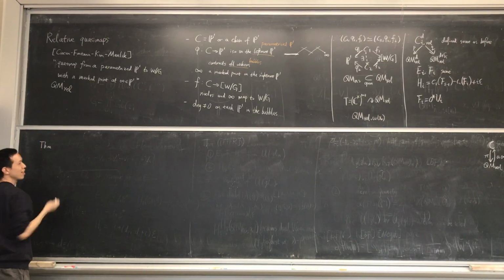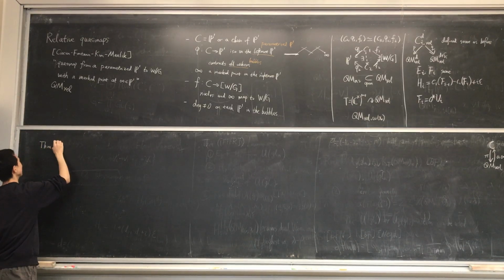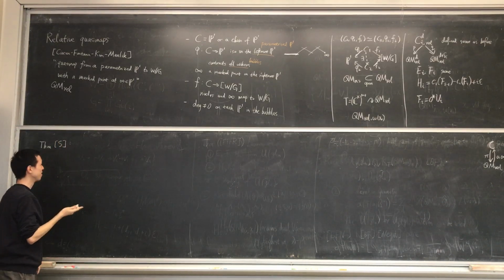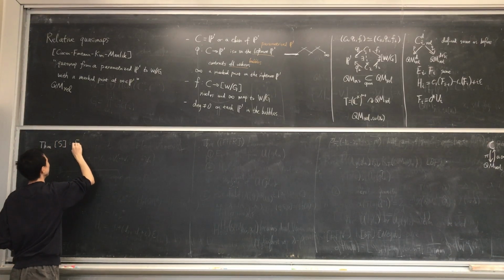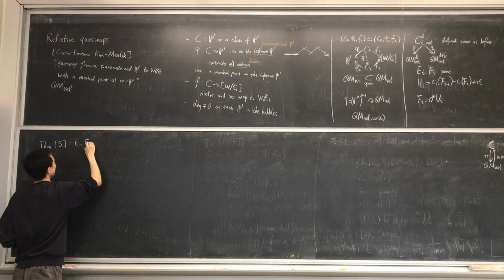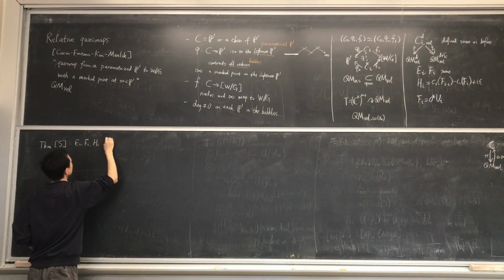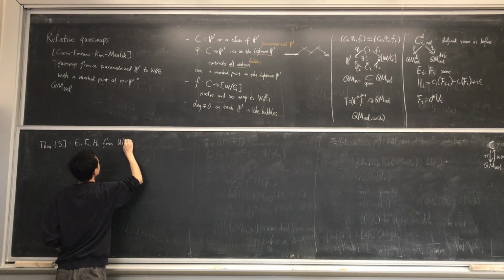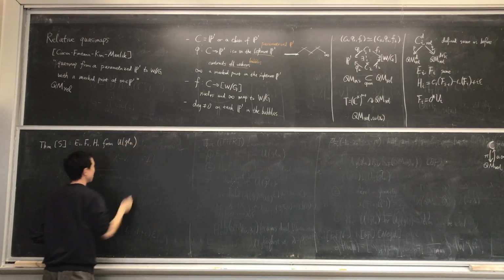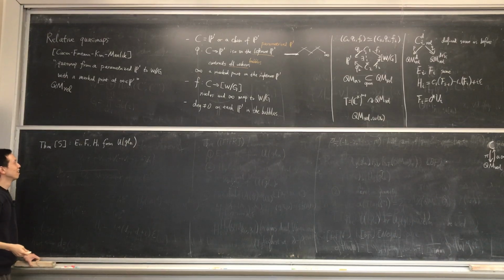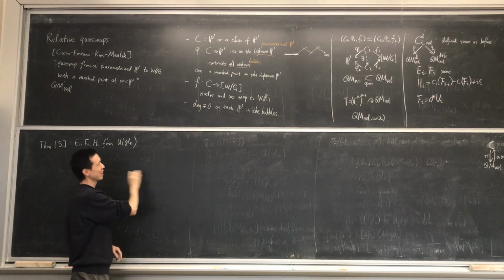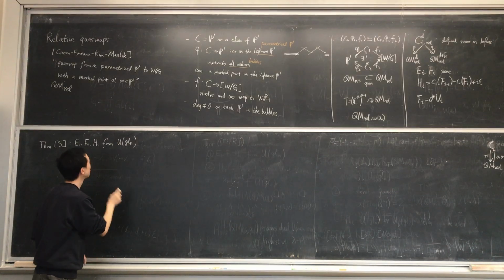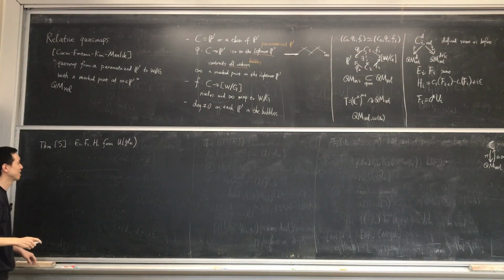And one thing: the first result in the paper is that this Ei, Fi, and Hi form an action of the involving algebra of GLN. And this is fairly straightforward. You can just check on fixed points, and it reduces to the calculation for non-singular quasimaps.